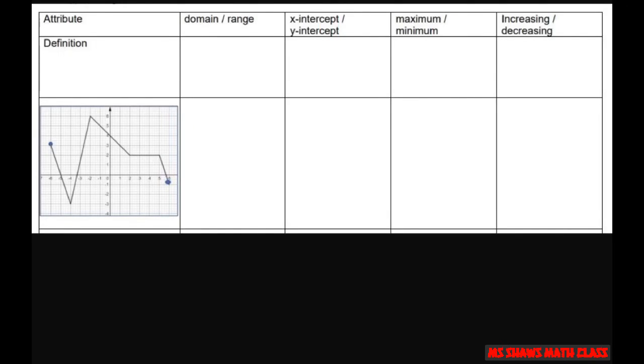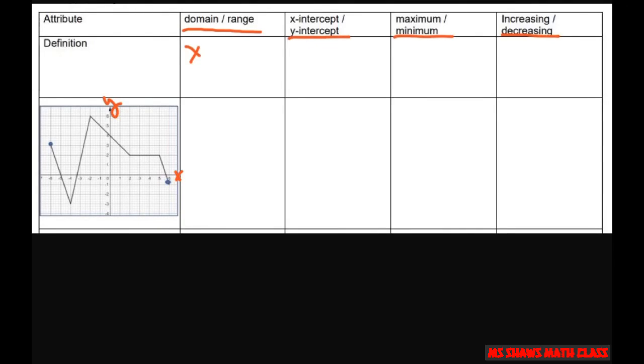We're going to look at some attributes of functions, and we're going to look at domain and range, x and y intercepts, max and minimum, and increasing and decreasing intervals. So for the domain and range, remember the domain is your x values. If we call this x, it's your horizontal. Your range is your y.